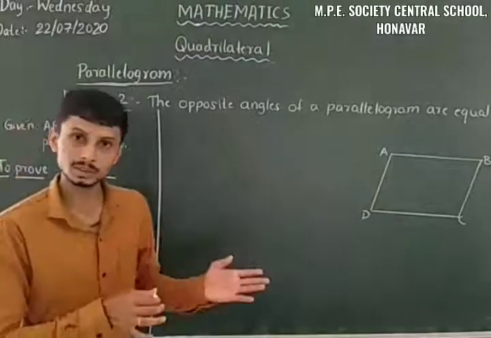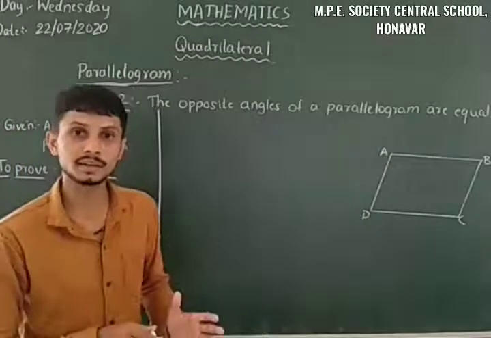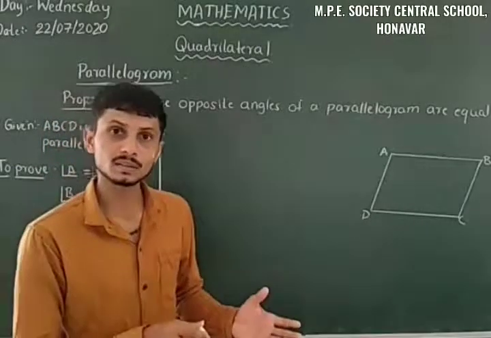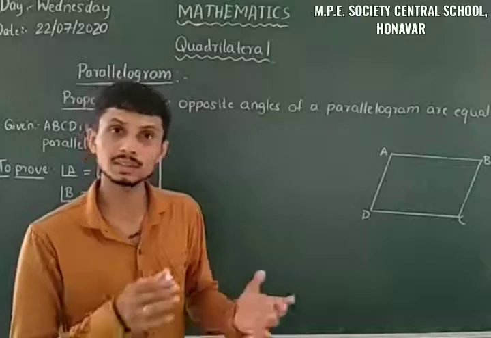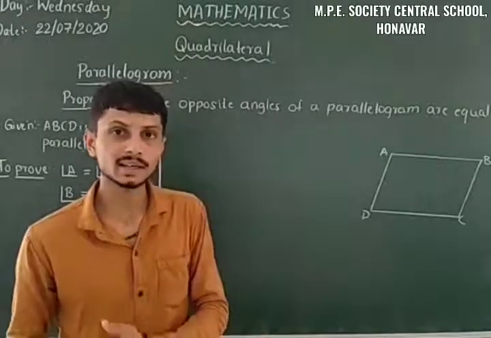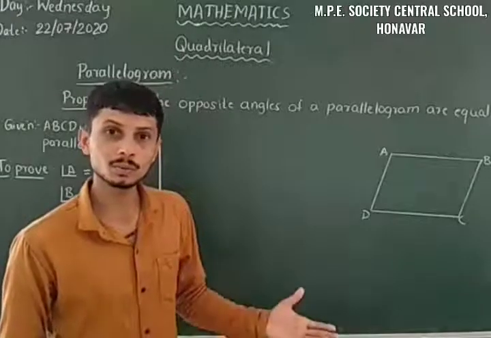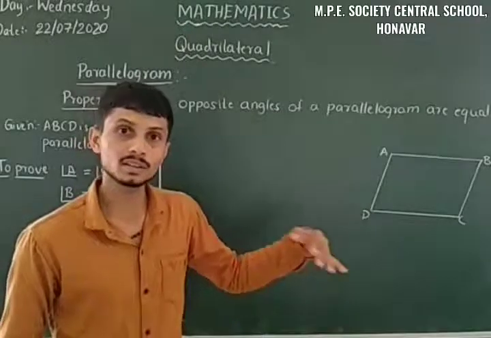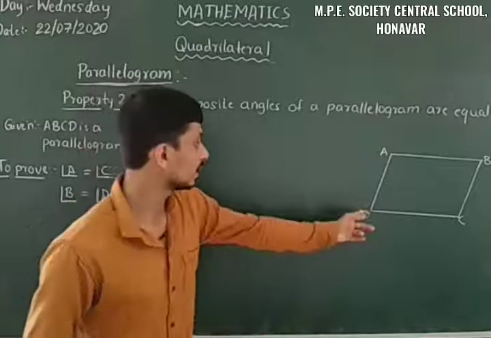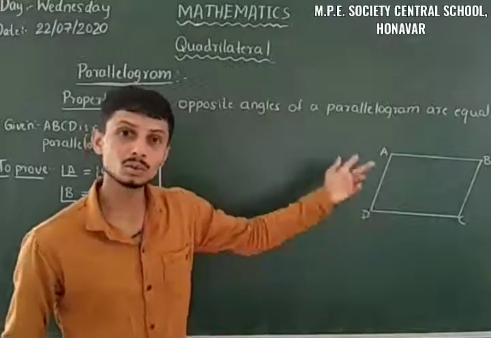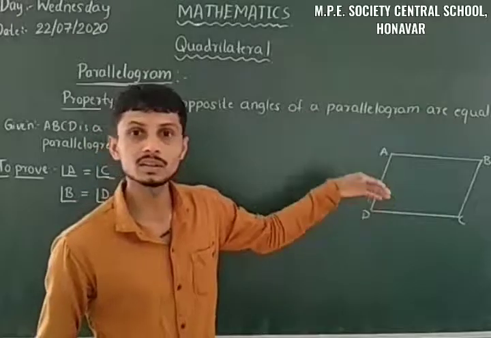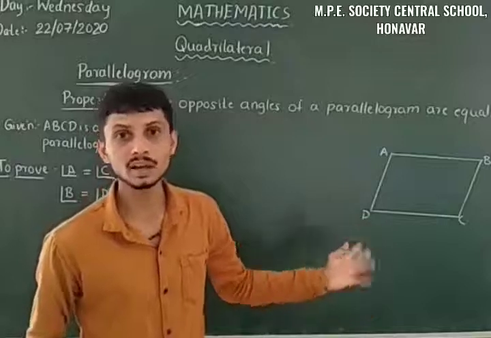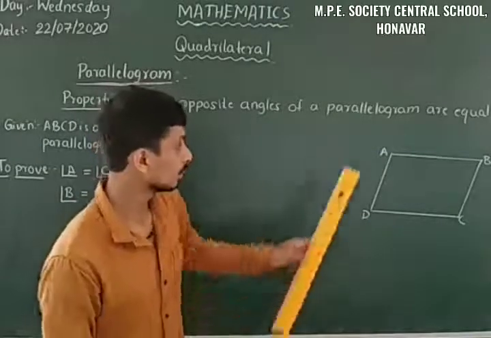So similar to the previous property, we have to take a diagonal, and after that prove it with the ASA criterion, that means the angle, side, angle criterion. With the help of that criterion, we have to prove that both the triangles are equal. When we take the diagonal BD, it splits into two triangles. If those two triangles are equal, then corresponding sides and corresponding angles of the triangles are equal. So just take the diagonals BD and AC.